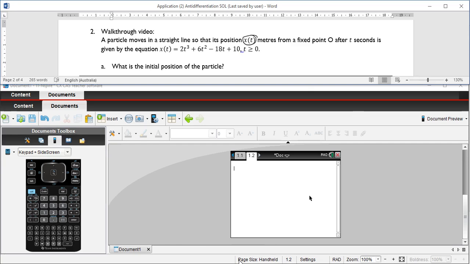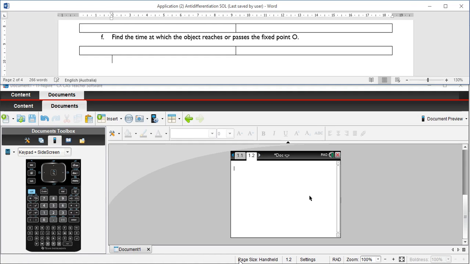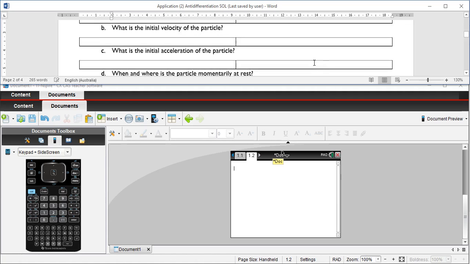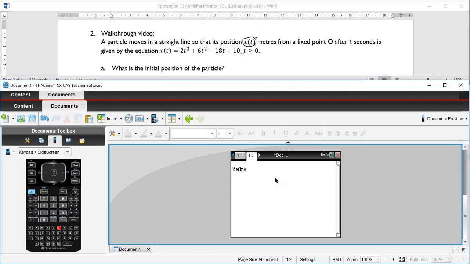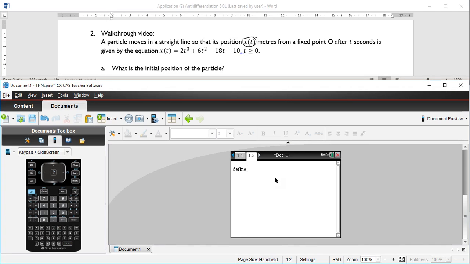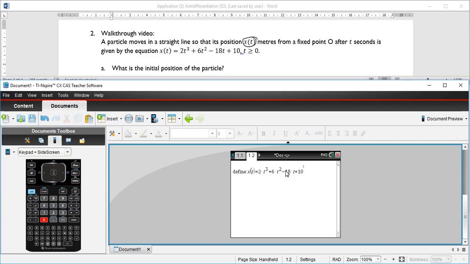So I'm going to start by defining the position as x of t equals 2 times t to the power of 3 plus 6 times t squared minus 18 times t plus 10. Okay, so this is the position in terms of time.